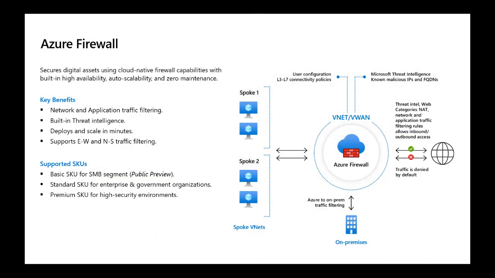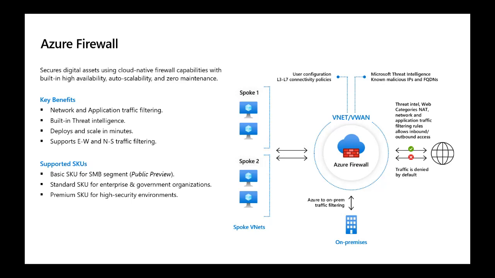So to kick us off is an overview of Azure Firewall. This is a managed cloud-based network security service that protects our Azure virtual network resources. So with Azure Firewall, you get key benefits which are within the Azure Firewall features. You'll have networking and application traffic filtering. So with this, you're able to filter incoming and outgoing traffic.